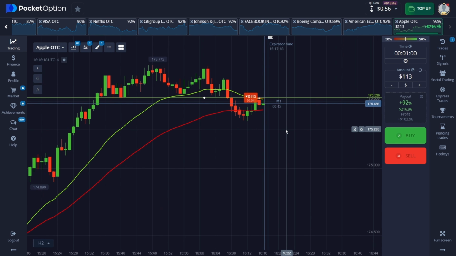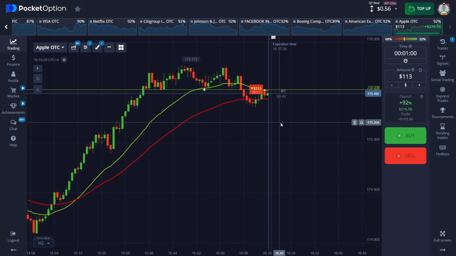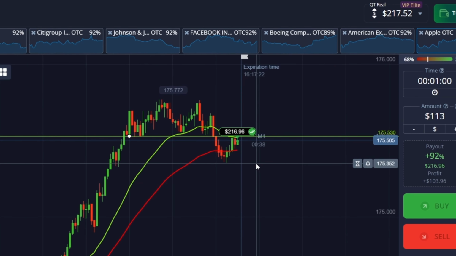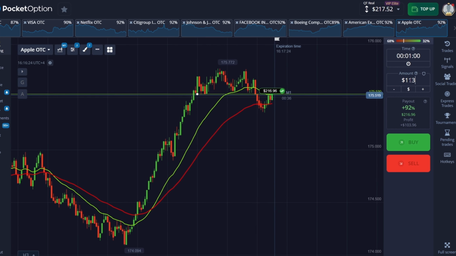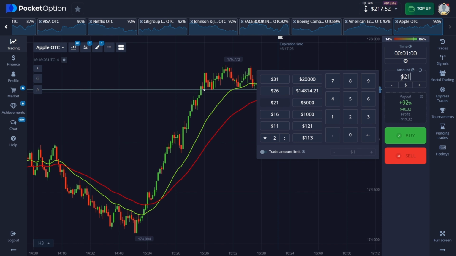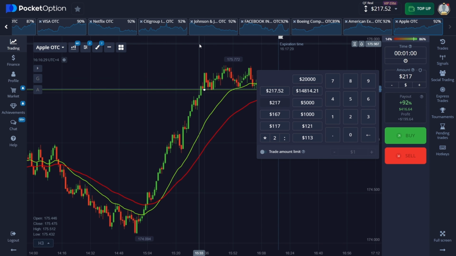Only a few seconds left, and it looks like a win. Yes, we won another trade. Now my balance turns into $217. Let's find another trade for $217.